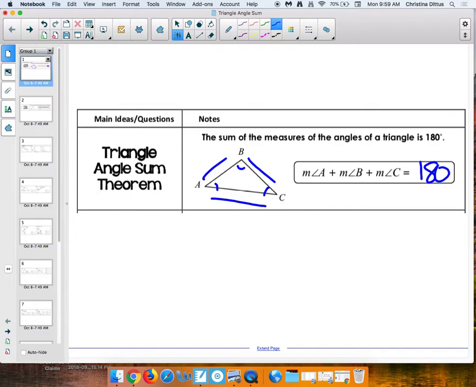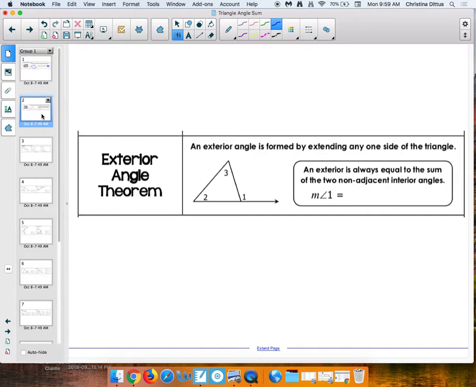Alright, the other thing we're going to talk about today is something called an exterior angle. Exterior means outside. So if I have an angle that's kind of like an extension of a side, outside, you see one is outside the triangle. If I take that angle, it's the same as if I add the two inside, but not next to. Okay? So I want you to write a little 4 here that represents that angle.